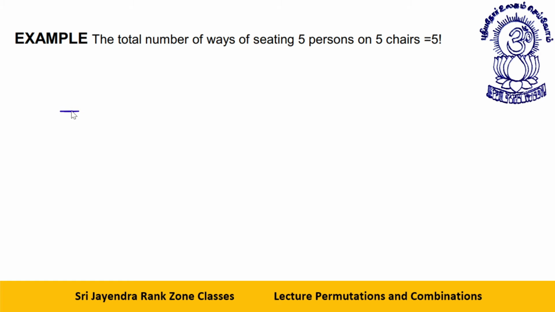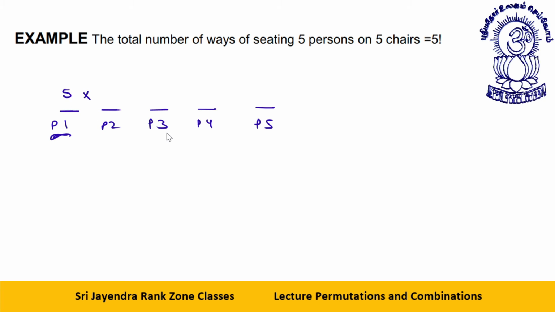Let's say these are the five chairs: C1, C2, C3, C4, C5. Or I can say these are the persons P1, P2, P3, P4, P5. For the first person, how many choices do I have? He goes in a waiting room, he finds five chairs. He'll sit on any one of those, so he has five choices.